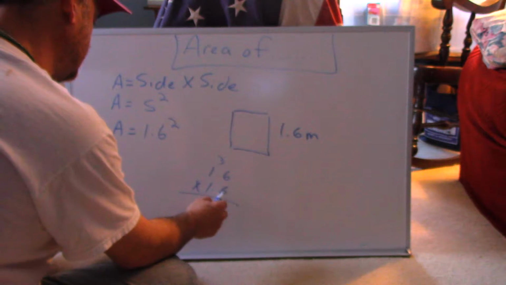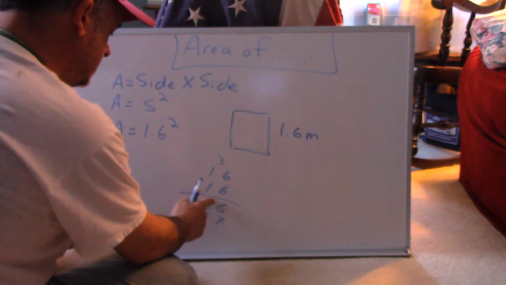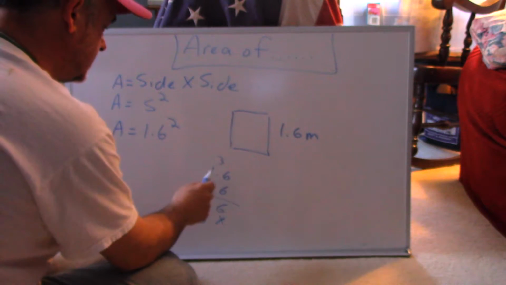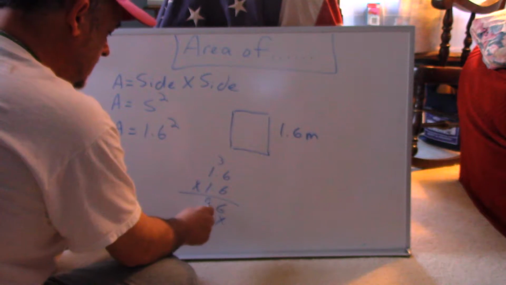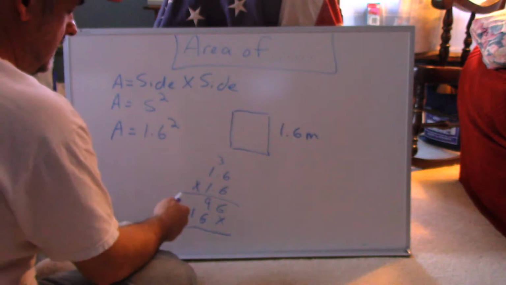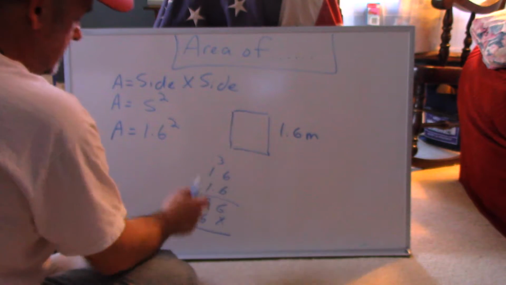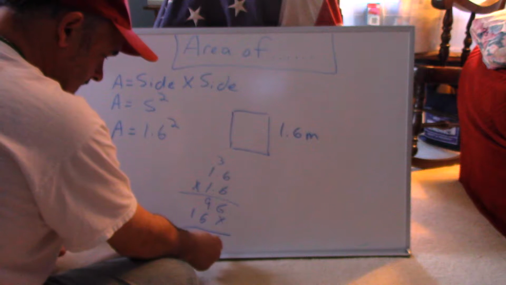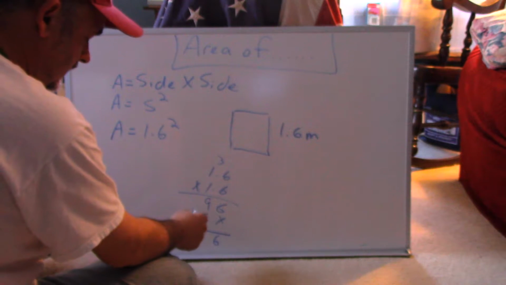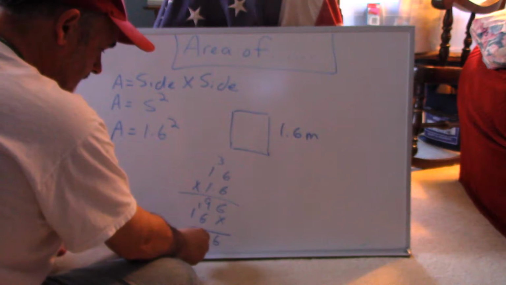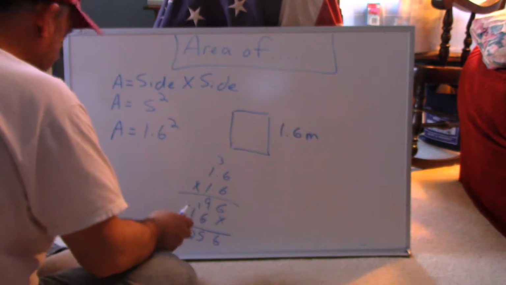Ooh, did I do this wrong? Wait. 6 times 6 is 36. Yeah, I did do it wrong. Then 6 times 1 is 6 plus 3 is 9. Sorry about that. And then it would be 1 times 6 is 6. 1 times 1 is 1. And then you would add down: 6, 9, 10, 11, 12, 13, 15. And then 2. And I'll check it on my calculator.